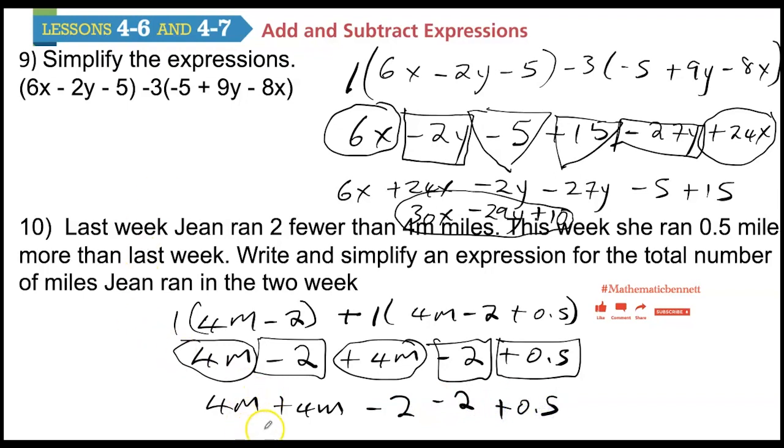When we combine like terms, we see that we get 8m, and minus 2 minus 2 will be minus 4, plus 0.5. That gives us minus 3.5. So 8m minus 3.5 would be our answer to represent the total number of miles Jean ran in 2 weeks.